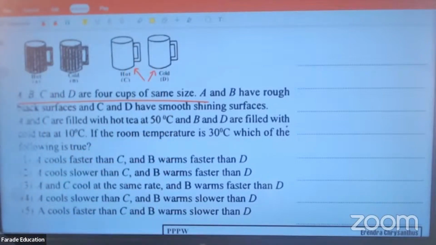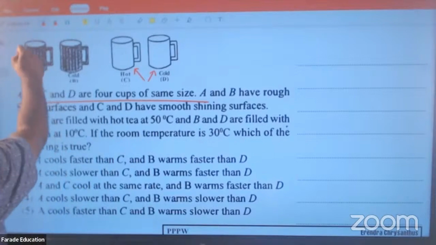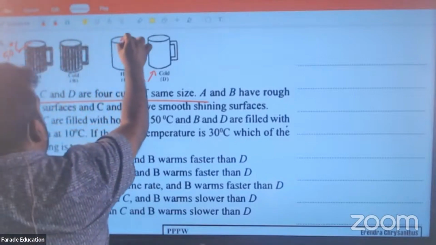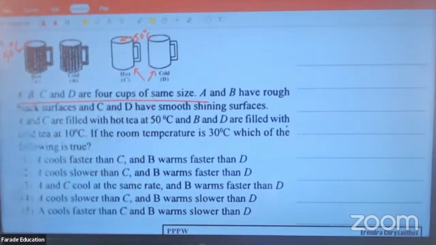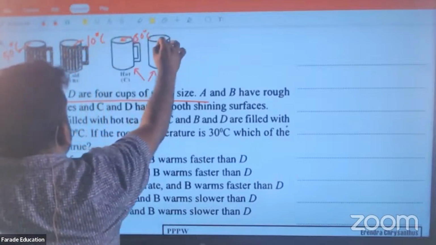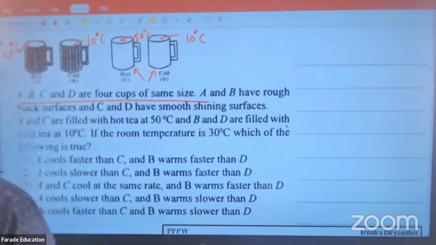A and C are filled with hot tea at 50 degrees Celsius. So here you have 50 degrees Celsius, here you have 50 degrees Celsius. And B and D are filled at 10 degrees Celsius. So 10 degrees Celsius here, 10 degrees Celsius here. What can you say?